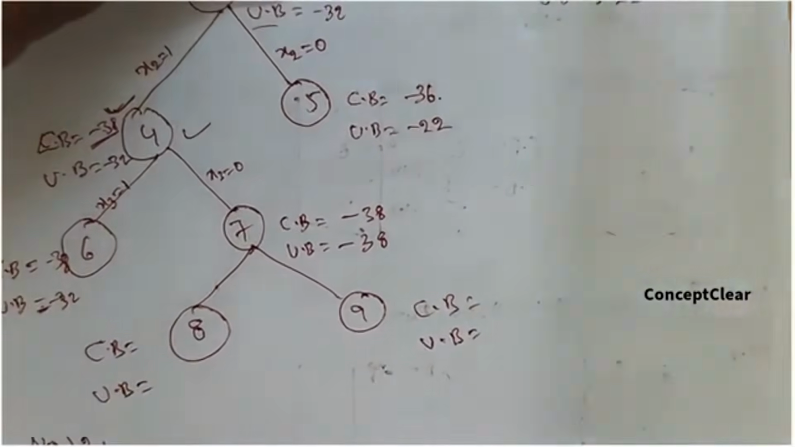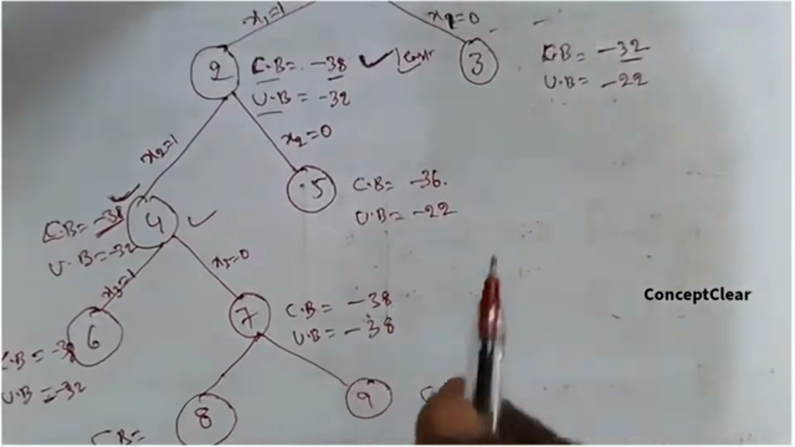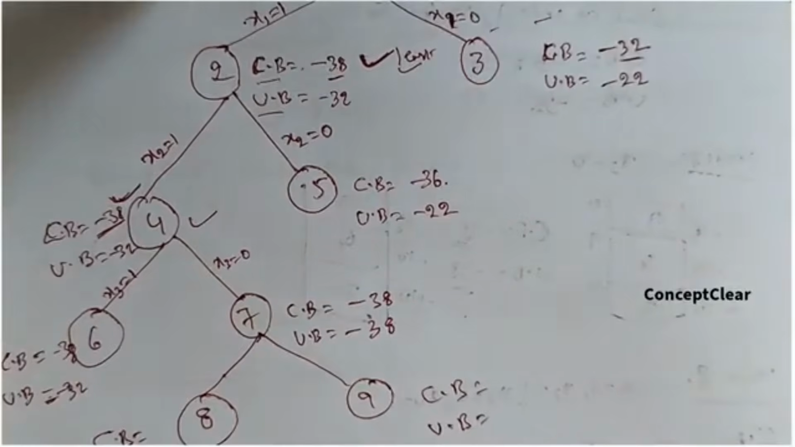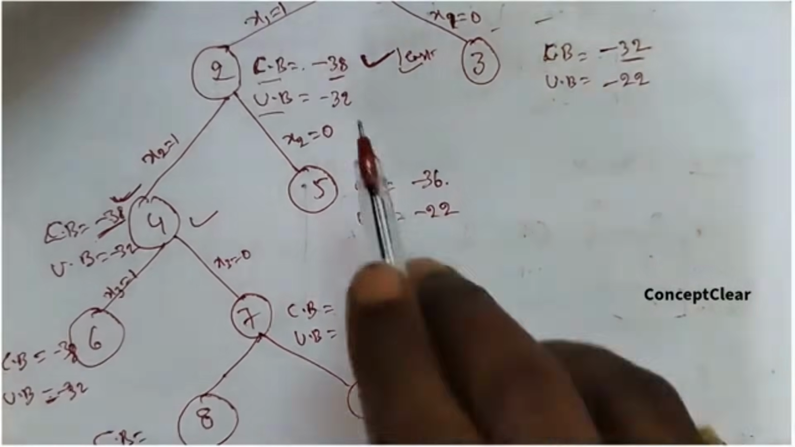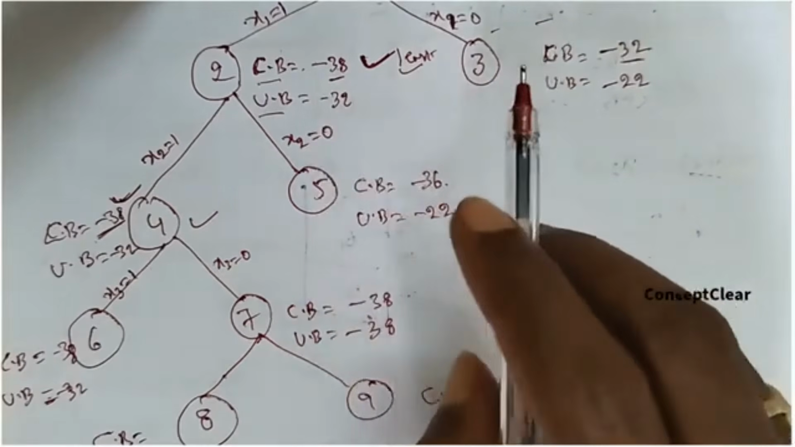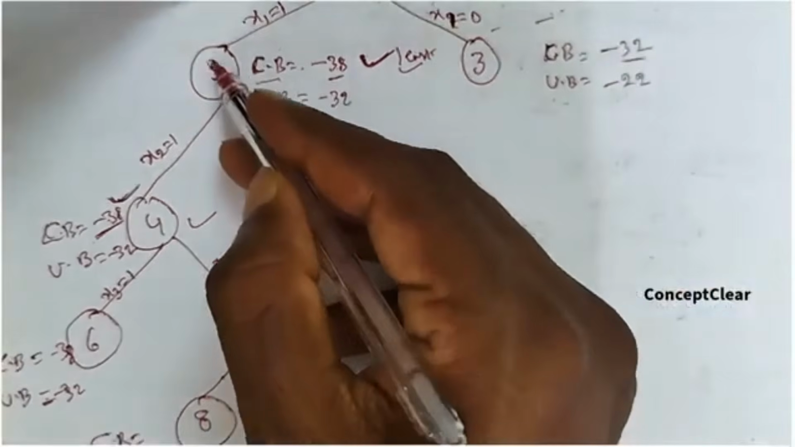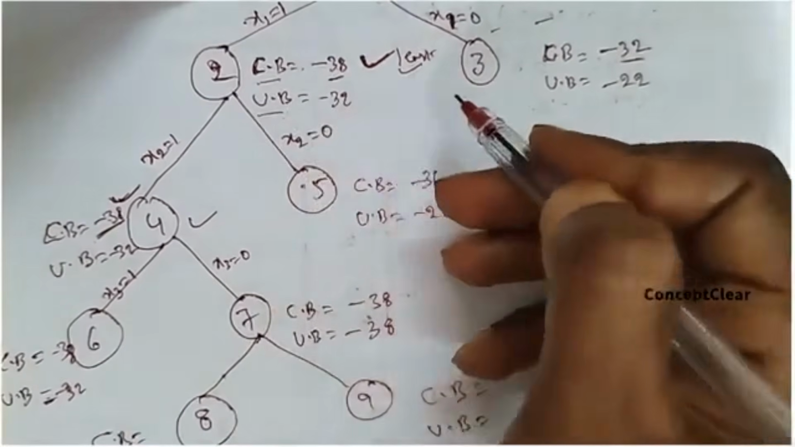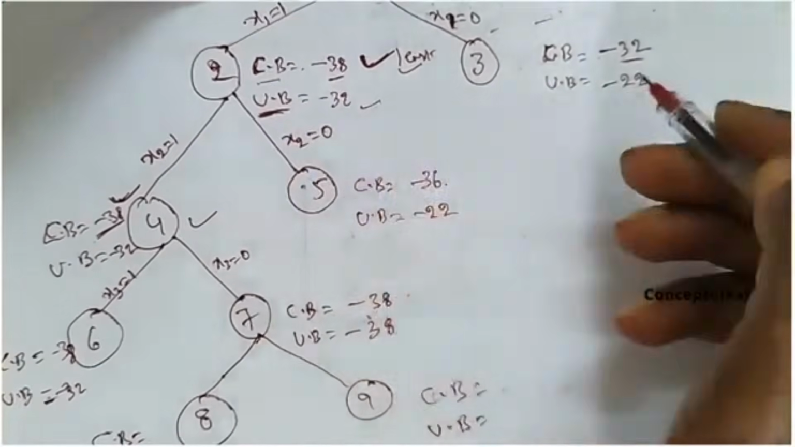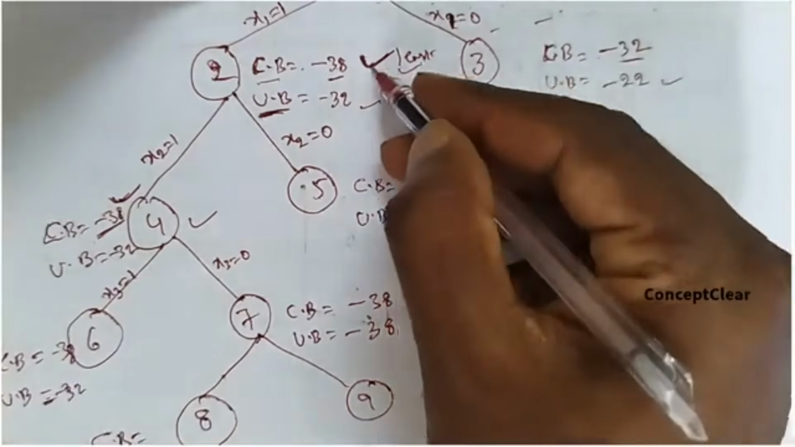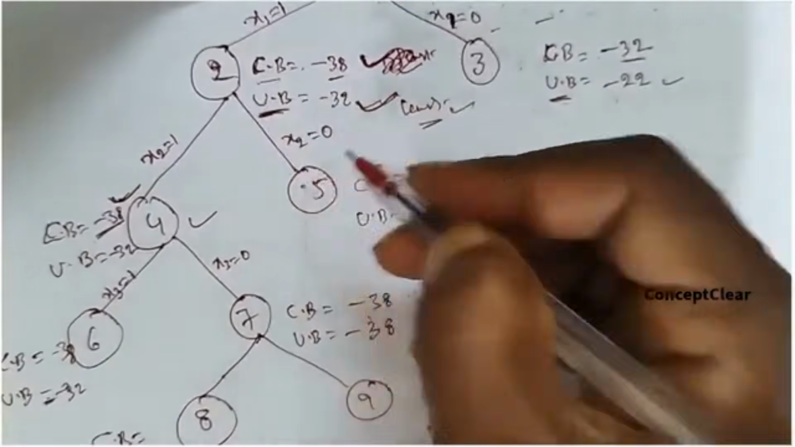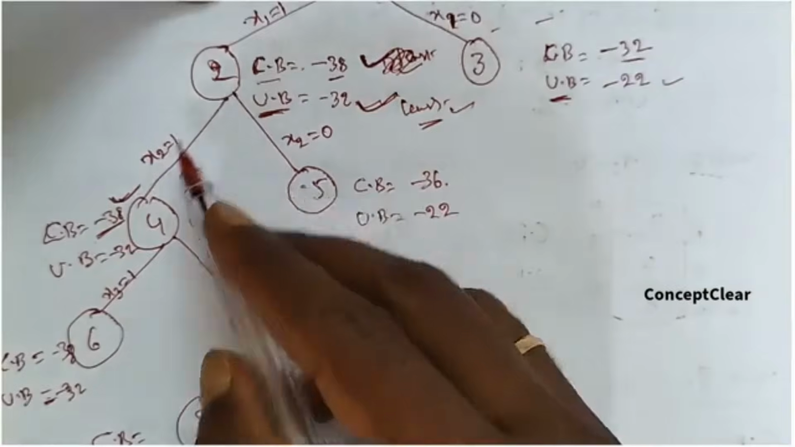Now check. Here actually I forgot to tell one thing. Which node has to be extended? We need to check the upper bound of every node; whichever is the least, that node will be explored further. Among nodes 2 and 3, the node whose upper bound is least will be extended. Here the upper bound value is minus 32. Here the upper bound value is minus 22. Which one is the least? So we are expanding this node. By expanding, from 2, nodes 4 and 5 came.